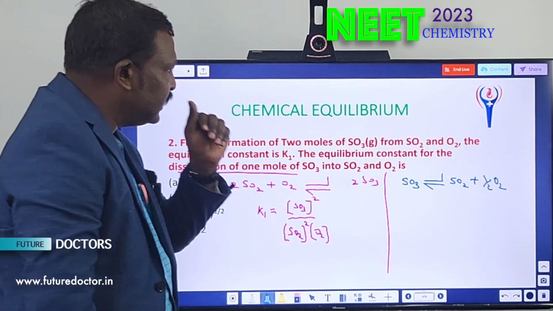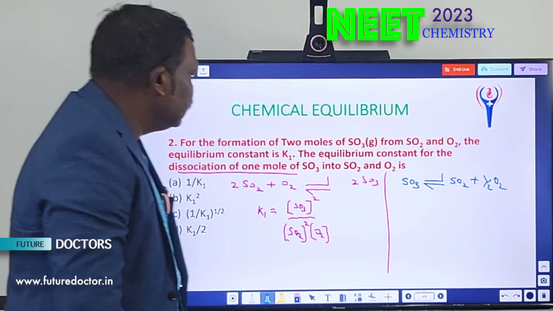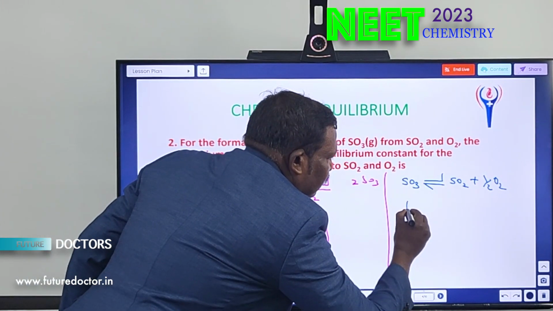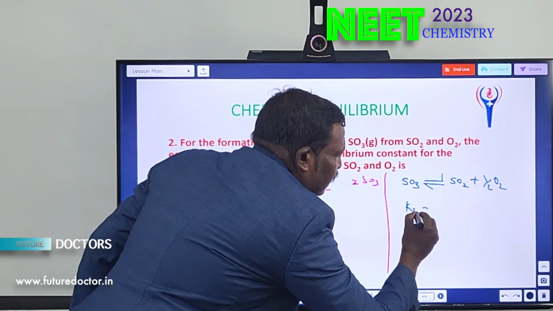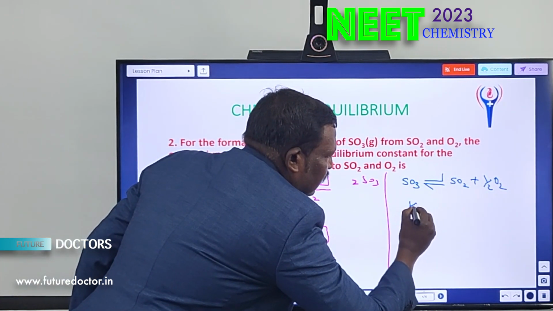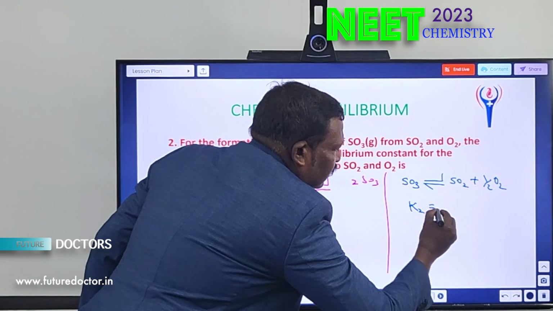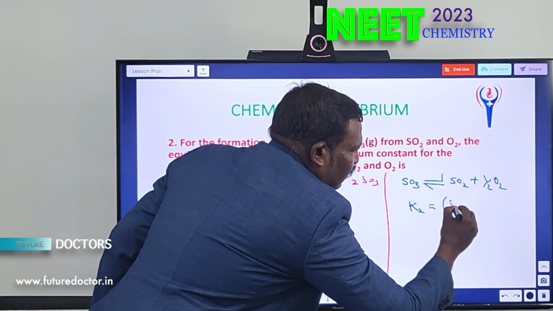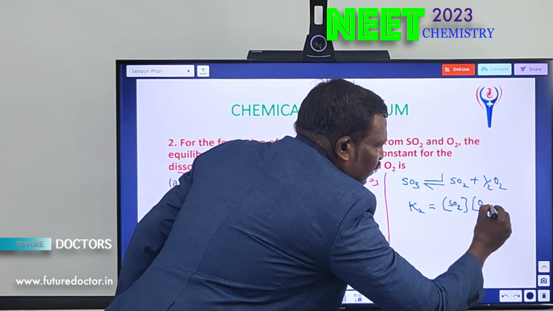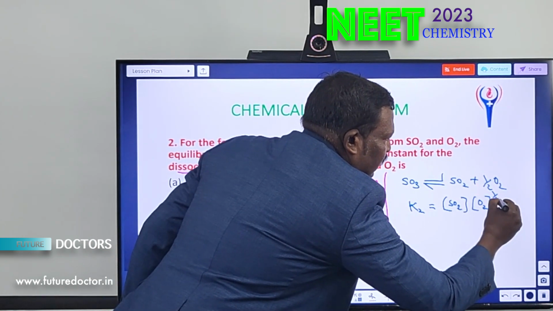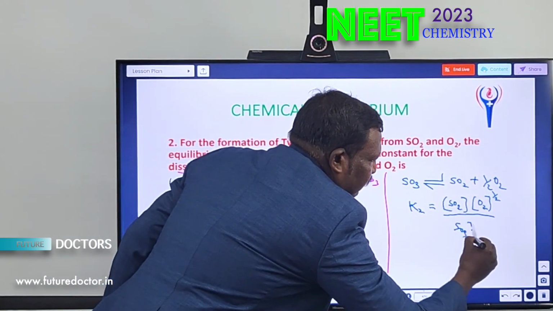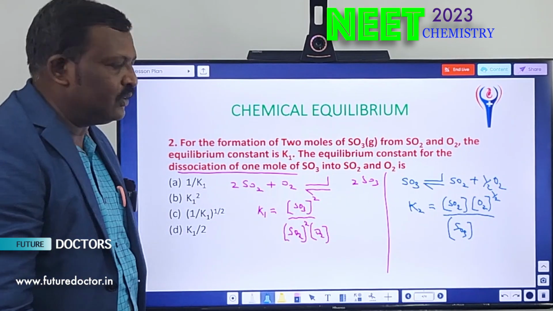Then for balancing the equation, I put a half before O2. Then this is the equilibrium constant, which I consider to be K2. Then write product by reactant: concentration of SO2 into concentration of O2 power 1 by 2, by concentration of SO3. So first you write the equilibrium constant expression, then you have to compare.